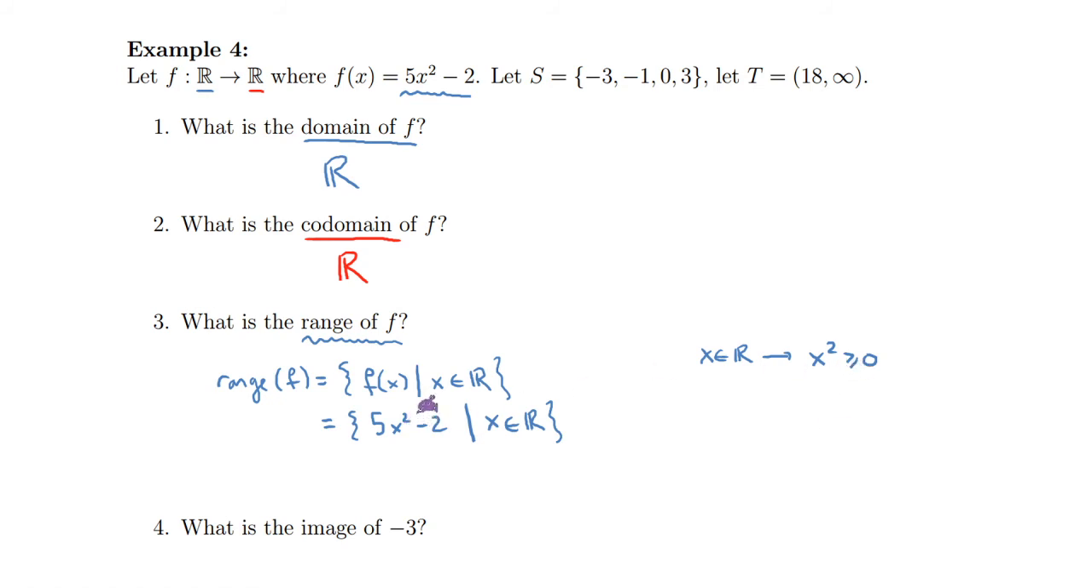And could I use this to get a little bit more information? Well, if I multiply both sides of this inequality by 5, do you agree that 5x squared is greater than or equal to 0? I can just multiply both sides of this inequality by 5. And then now I could subtract 2.